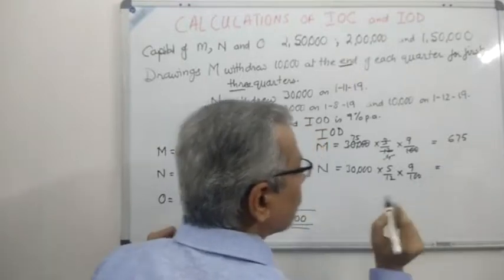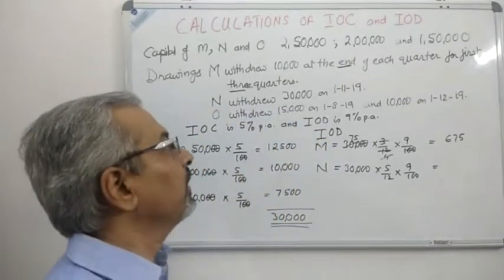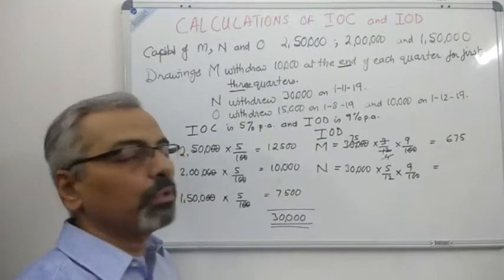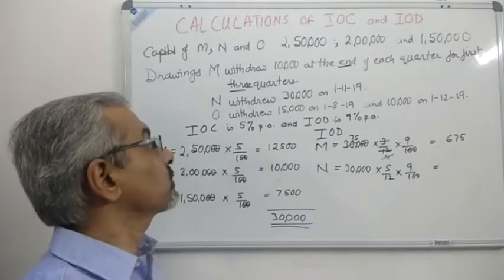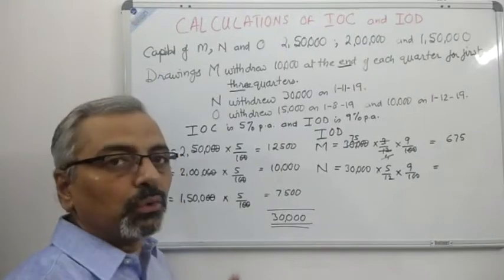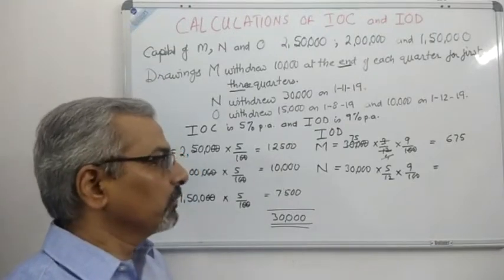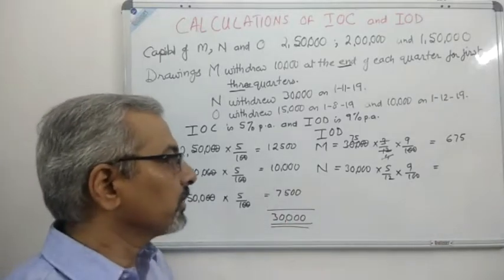This is a very important thing we have to understand. In the first case, the drawings were made at quarter ends. Second, there was only one drawing made. And in the third case, O has drawn money in 2 intervals, 15,000 and 10,000, and the time is given. So we'll do that afterwards. Now let us concentrate on N first.